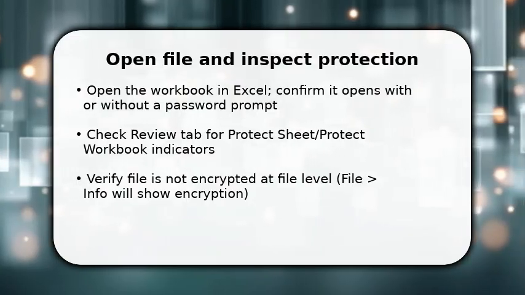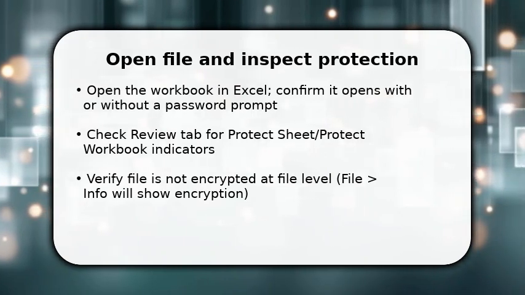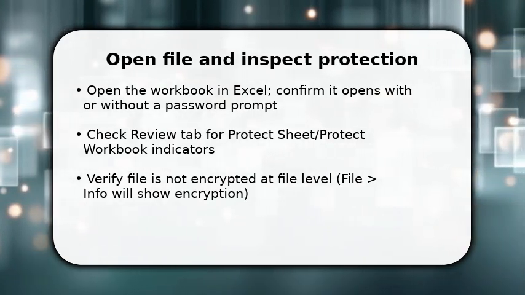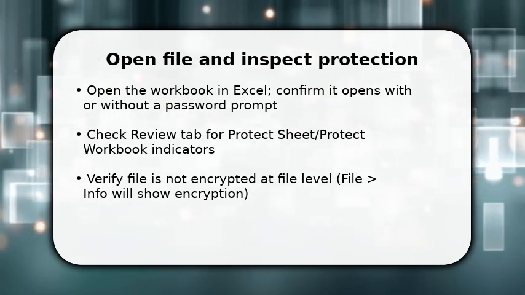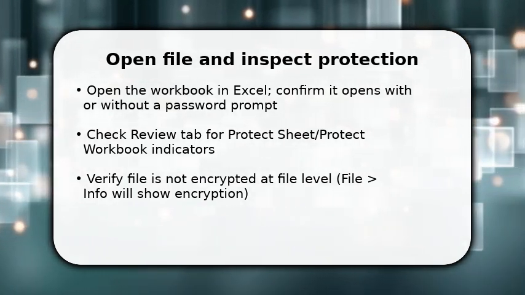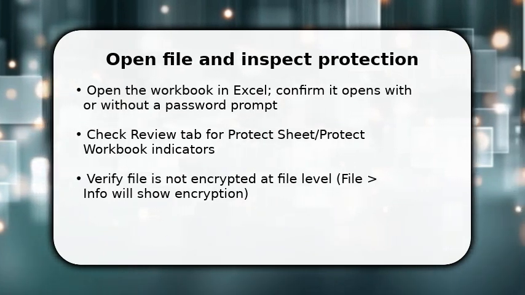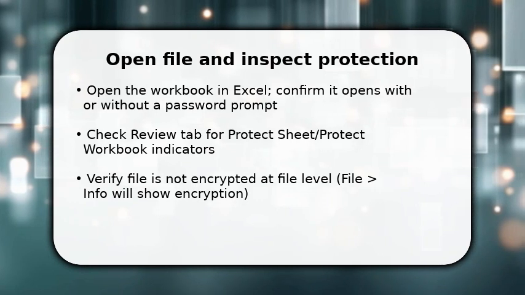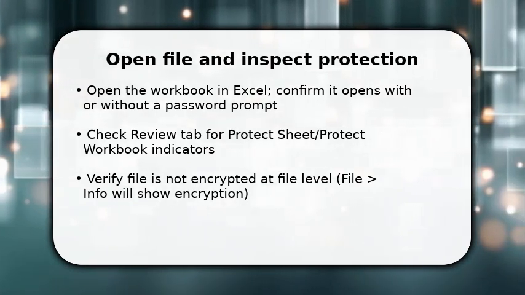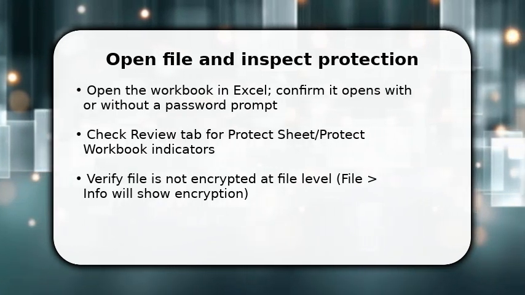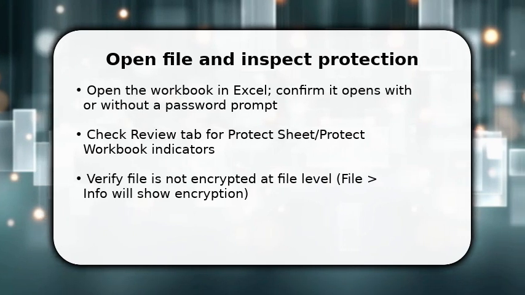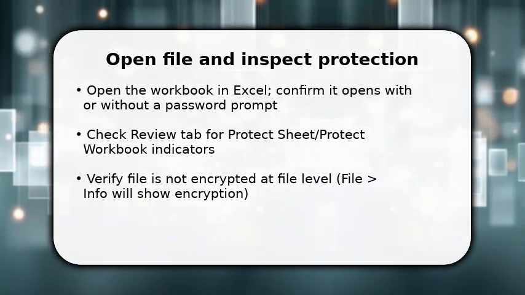You begin by opening the workbook and verifying whether Excel prompts for a password or simply prevents editing. Once done, go to the Review tab to spot Protect Sheet or Protect Workbook controls. These indicate sheet-level locks. Make sure file info does not list encryption, because that is a different removal process. If the file is encrypted, you'll need the original password. Otherwise, proceed to remove sheet or workbook protection as the next step.